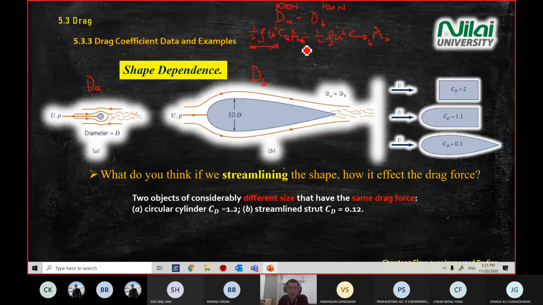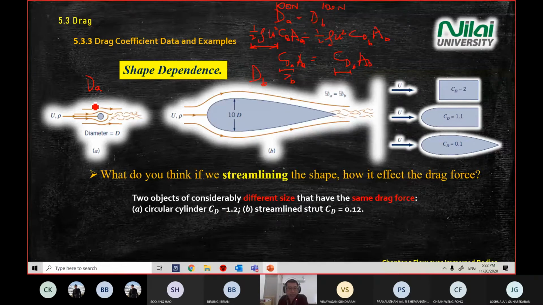So what you can play with in the equation is only either the CD or the area A, balanced with B and A, right? So you want to have 100 Newton, so that your CD A component must be more than B. This is just an experimentally determined value.